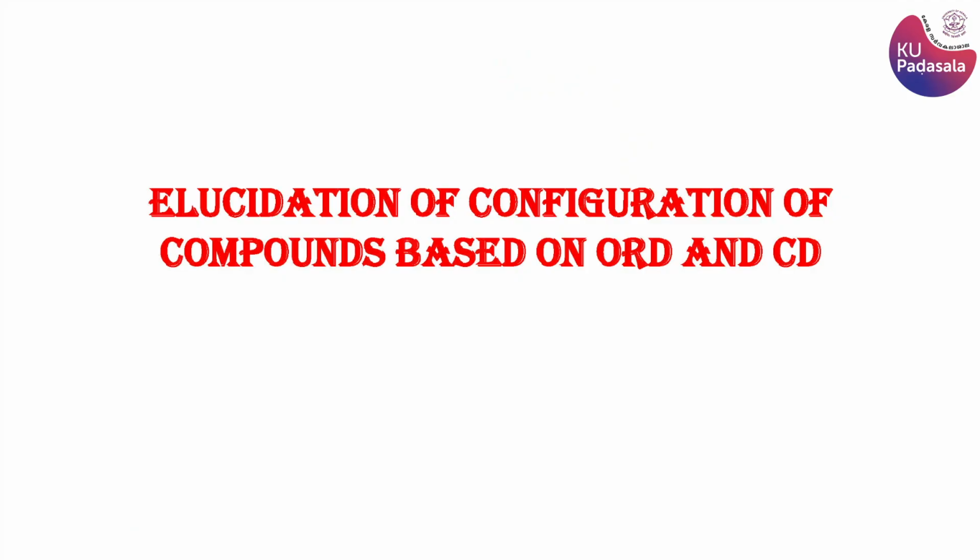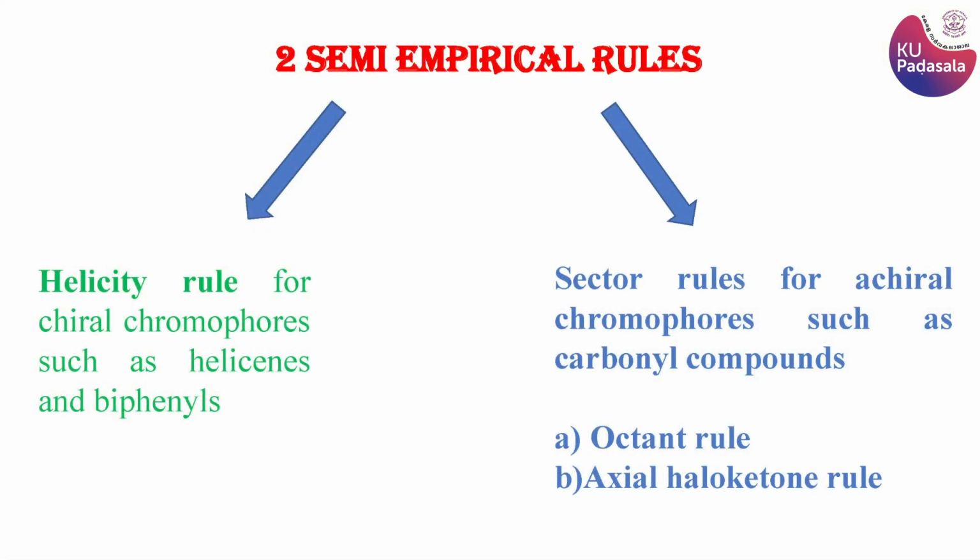Okay. So, having understood the basics of CD and ORD, now let us go to the real application for elucidation of configuration of compounds using these techniques, ORD and CD. To elucidate the configuration of compounds, we have two semi-empirical rules. The first one is the helicity rule, which is for chiral chromophores such as helices and biphenyls.